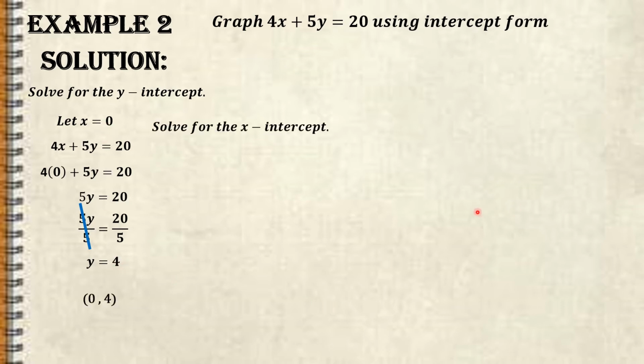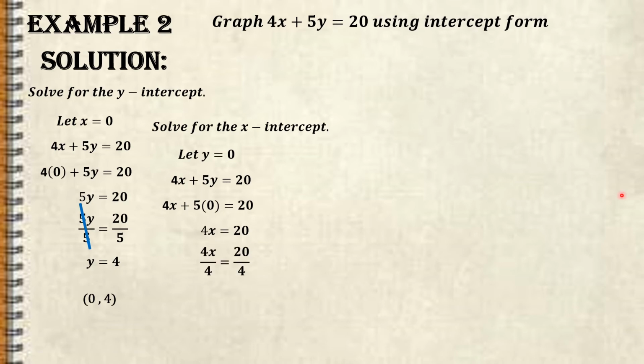Okay, so to solve for the x-intercept, same process. We need to let y equal 0. Then, ayan. So 4x plus 5 times 0 equals 20. So cancel na ito, magiging 4x equals 20 na lang. Then, para matira na lang yung x, we need to divide both sides by 4. So cancel na po natin yung 4 over 4, matitira na lang yung x. Then, divide mo tong 20 over 4. The answer is 5. So, ang x natin is 5, ang y natin is 0. So, magiging 5 and 0.